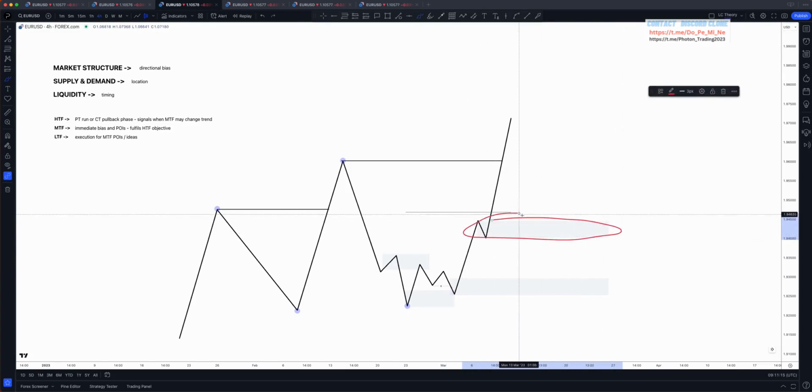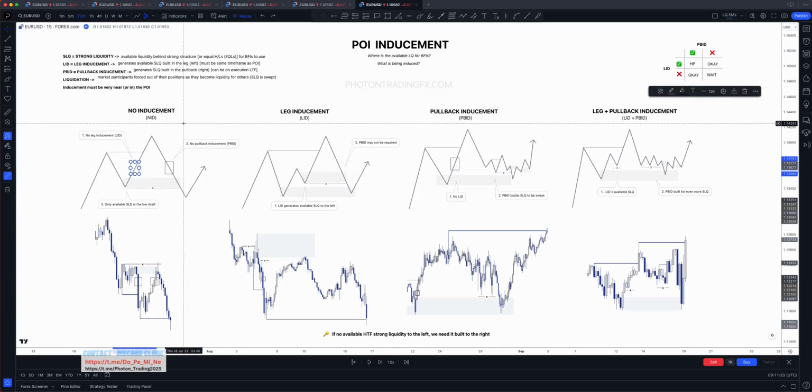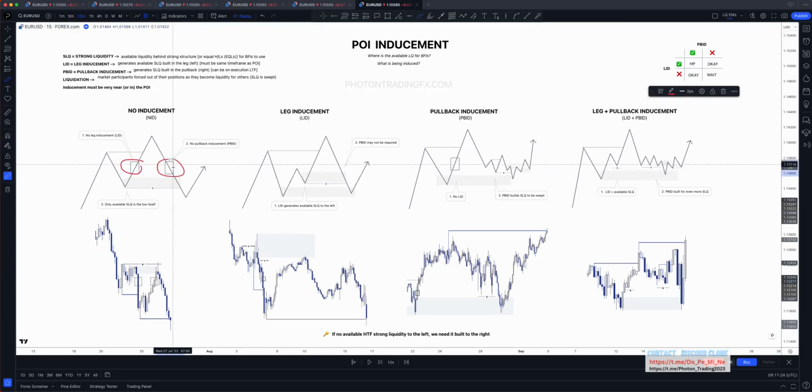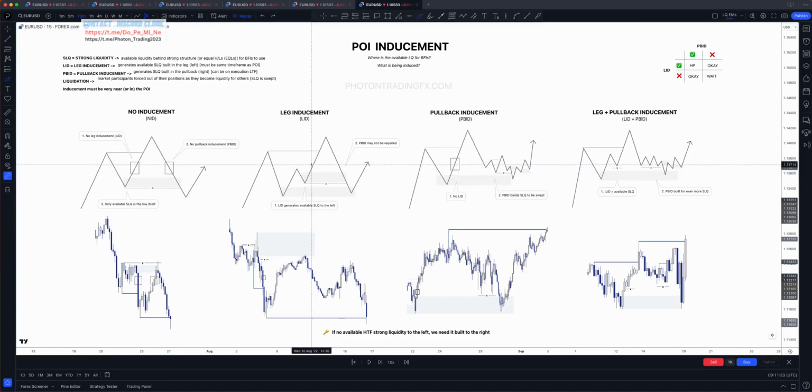Otherwise, we assume this POI is going to fail. And that's literally what this lesson is. If there's nothing to the left, we want to see it built to the right. Otherwise, what happens? Very often the POI will fail because the only available strong liquidity is behind the low. So when this happens, we basically don't get involved. We just leave it alone.